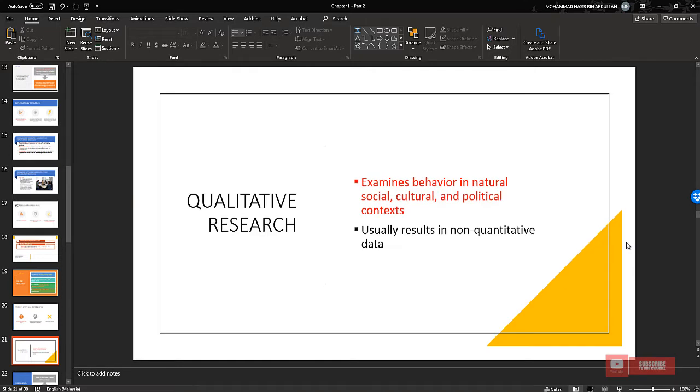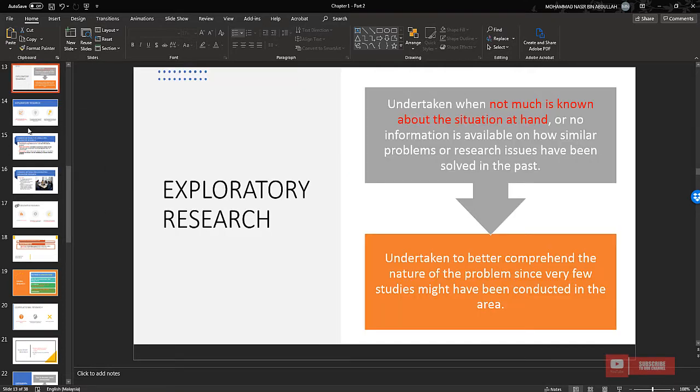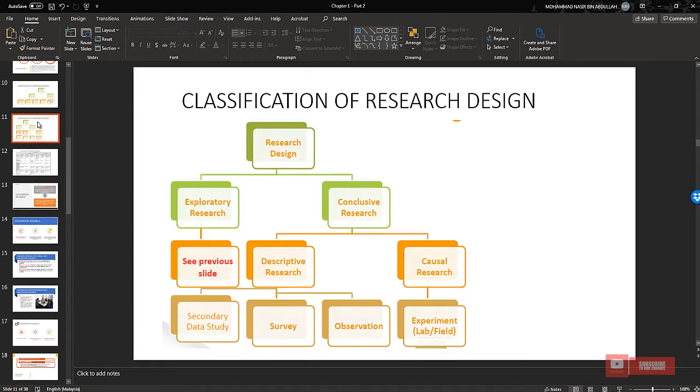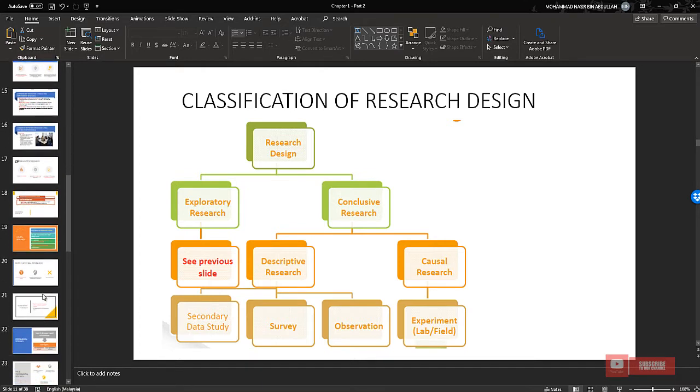So as far as we have discussed, the types of research design are exploratory research design and conclusive research design. Under conclusive research design, we have two types: descriptive research design and causal research design. Causal research design is more of a confirmatory effect.